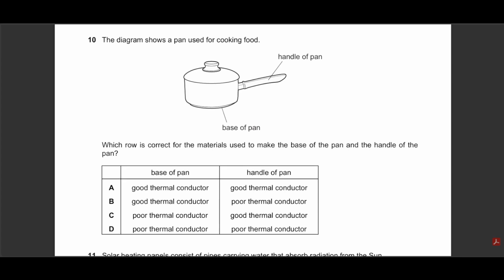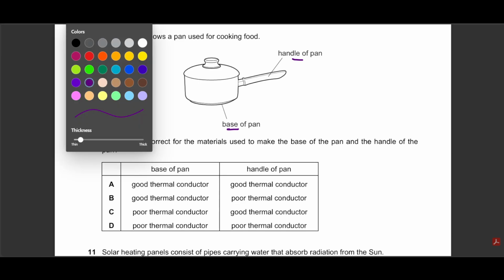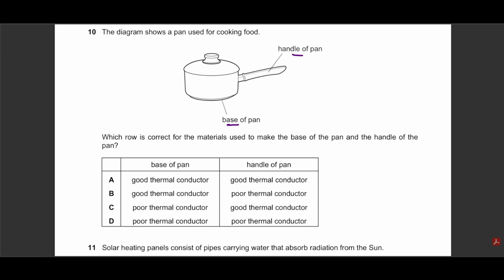Question number 10. He says we have the base of a metal pan. We have the handle of a metal pan. A very classic common question in terms of what type of materials should be used for these applications.